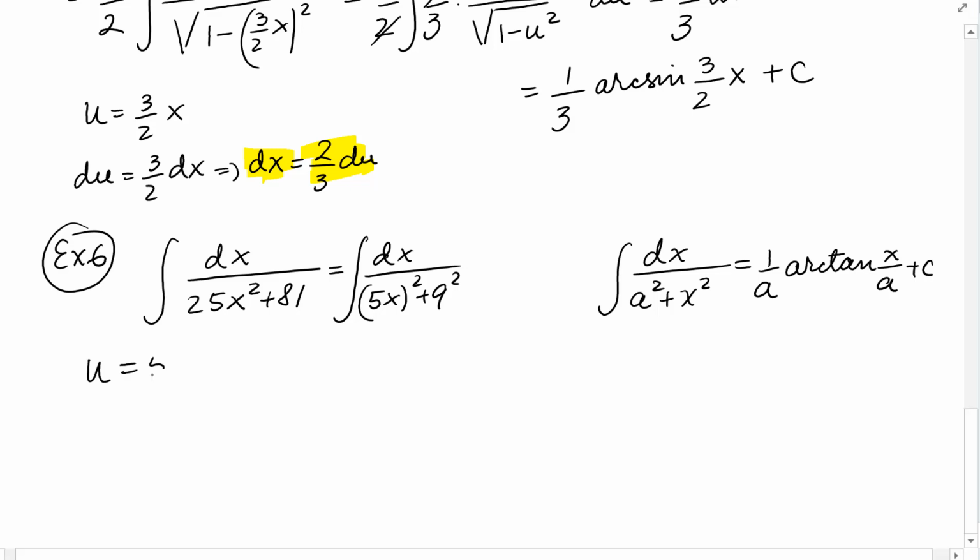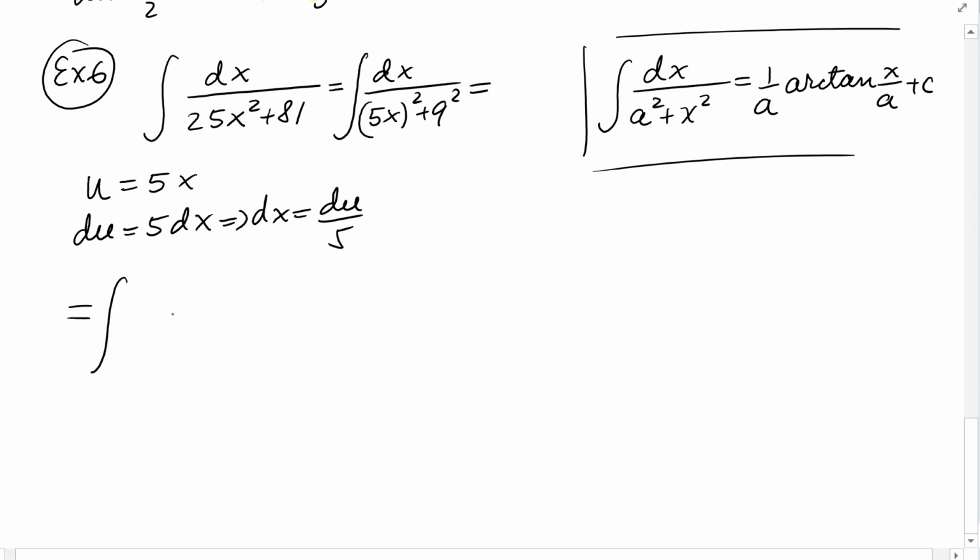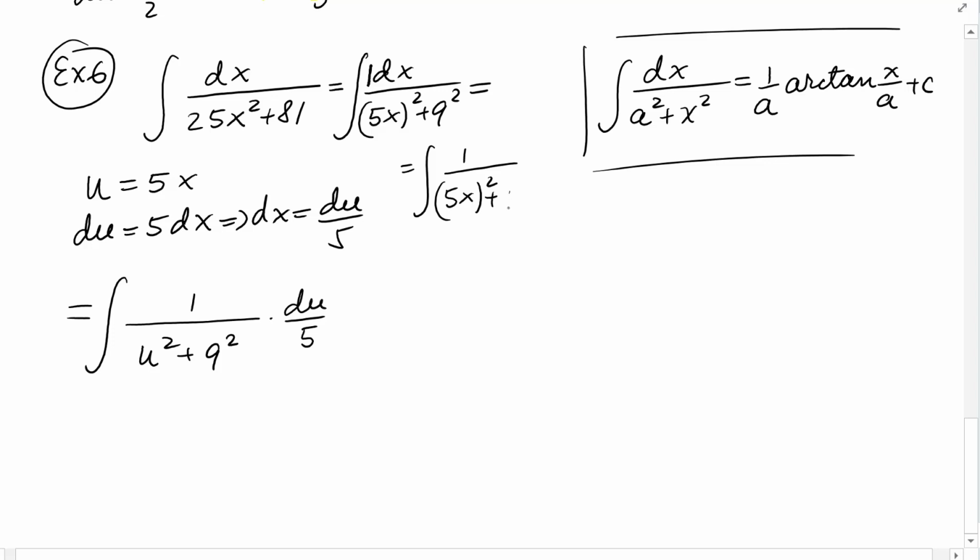So let's do u is equal to 5x. So du is 5 dx, which means dx by itself is du over 5. So let's write this. This is a formula, so this equal sign continues down here. So we get integral of, instead of dx, we put du over 5. So let's do that at the end. And then 1 over u squared plus 9 squared. Now why 1? Because this is a 1. I actually consider this integral to be integral of 1 over 5x squared plus 9 squared dx. So this is why the dx from here was substituted with du over 5.